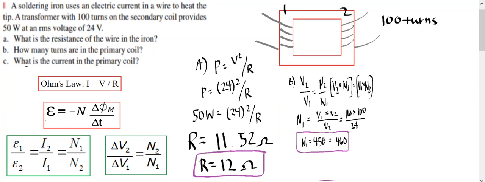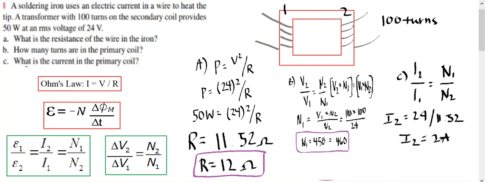Now that we know the amount of turns, we can use a different ratio. However, we do need to solve for the current in the second coil. So using the resistance from part A that we solved for and the voltage given to us, we can use Ohm's law and solve for the current in the secondary coil. So we find that the current in the secondary coil is 2 amps. We will now plug that into our ratio and solve for the current in the primary coil.